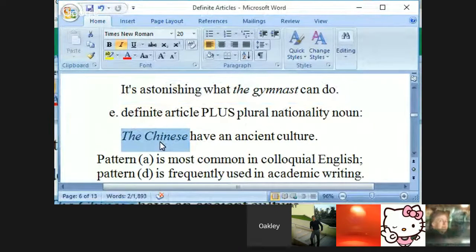The last one is specifically for nationalities or groups of people. Could be religious groups or ethnic groups, whatever. To talk about that group of people, we use the. That's more of an exception.